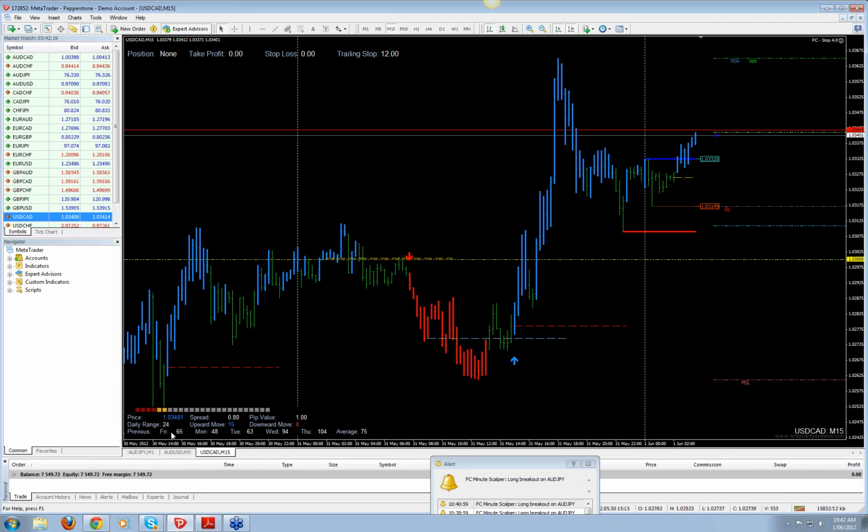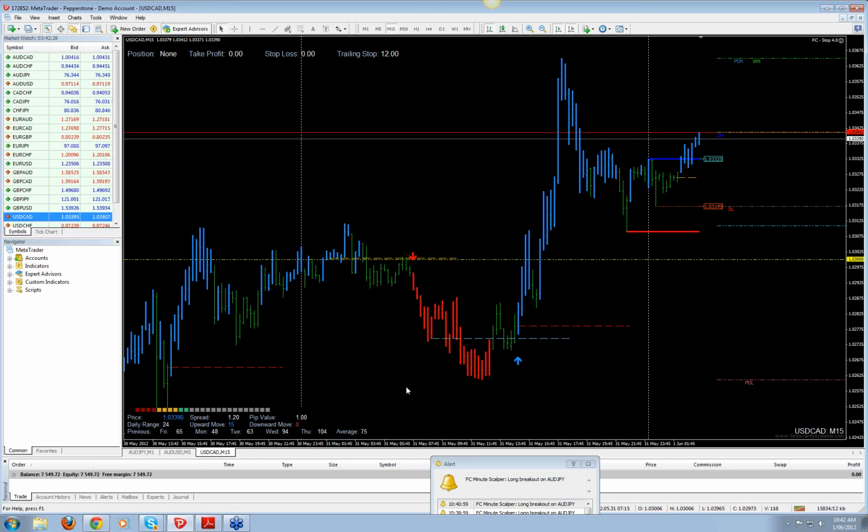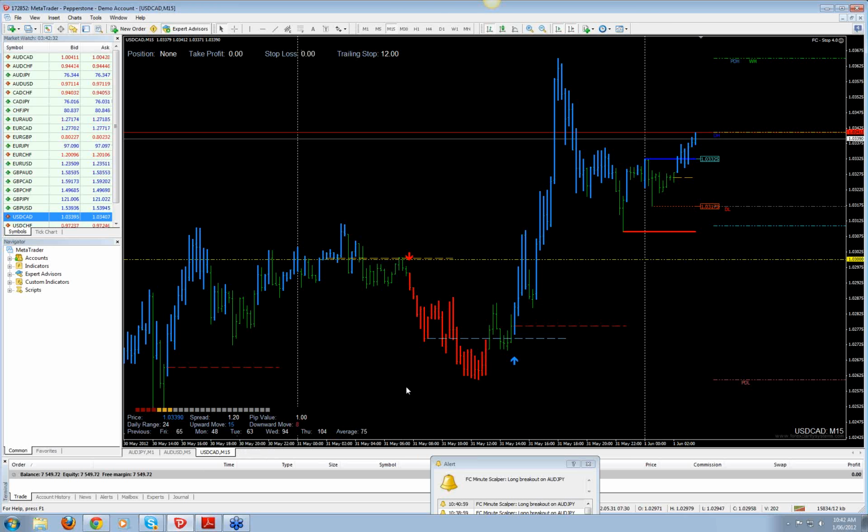What this does is show the previous daily ranges, so Friday, Monday, Tuesday, Wednesday, Thursday, and we're on Friday again. The average is 75. How we use that, as you know, is that we look at the average daily range, and if it's extending into that range, we know to be more cautious entering trades. So it's really handy to have that. Also, you've got the current daily range move up, move down, so it gives you an idea where the market's moving, as well as visually the current price.